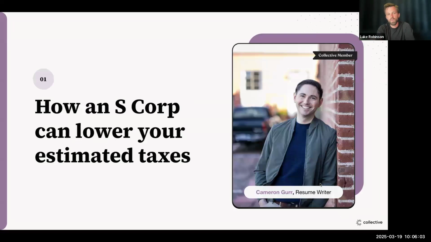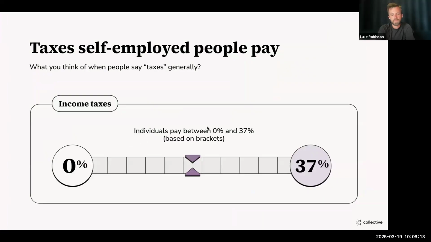All right. Well, let's talk about how an S Corp can lower your taxes. That's the whole point, right? Why would we even be talking about these tax strategies if it wasn't for lowering taxes? So let's get into that. First, let's talk about the taxes you even pay. What kind of taxes are involved when you own a business?